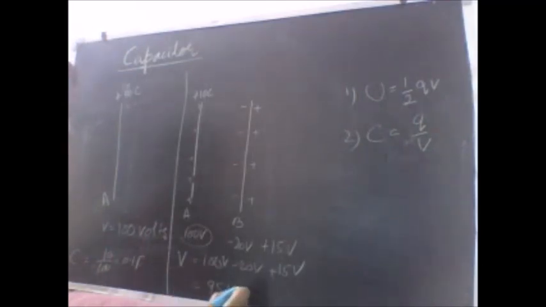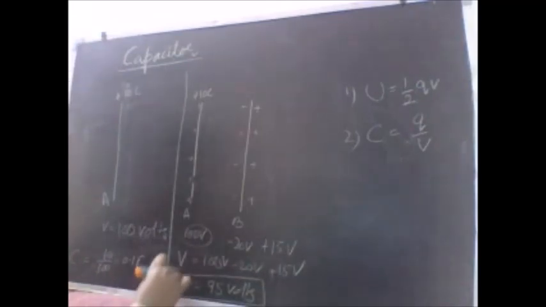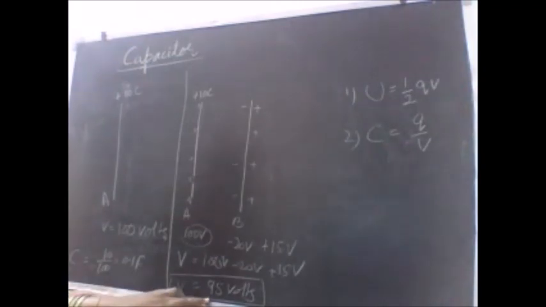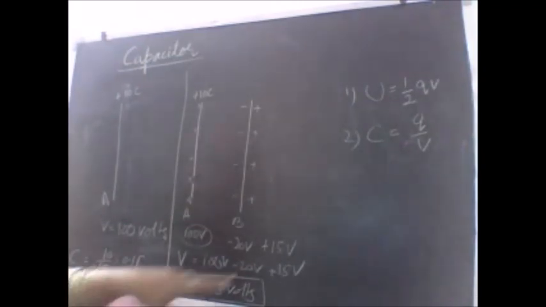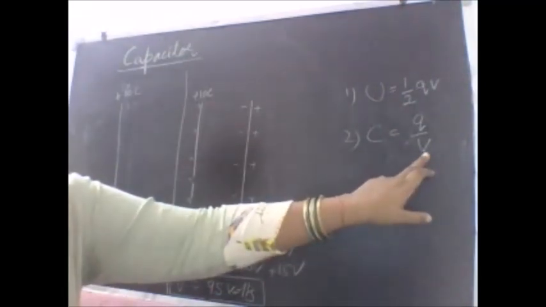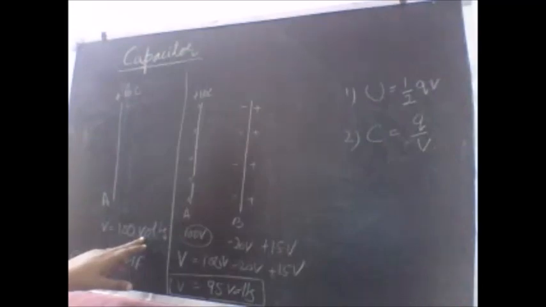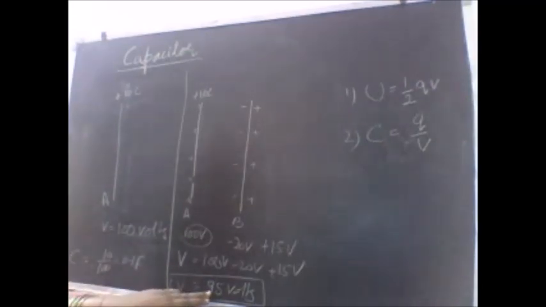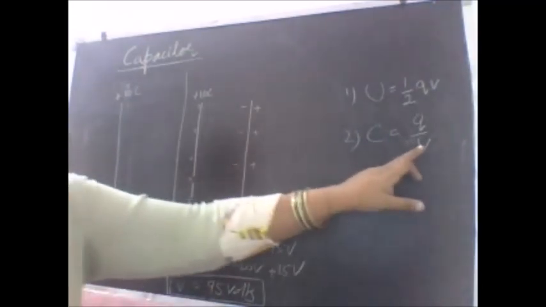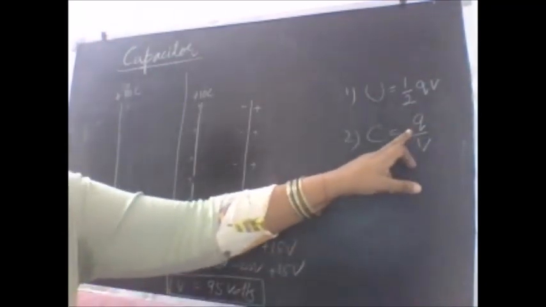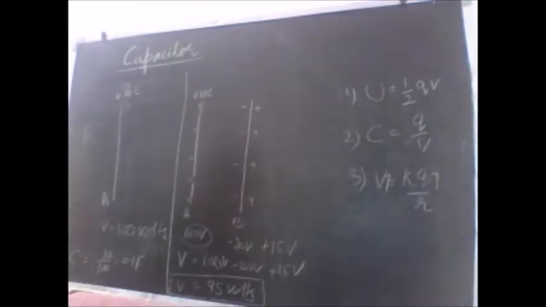So what has happened to this? By bringing this plate B near to the plate A, the potential has gone down. Potential is decreased. If the potential is decreased here, that means I want to keep the potential at 100 volt. I want to keep it 100 only. How will the potential rise? From 95, I want the potential to regain the same initial value, which was 100 volt.